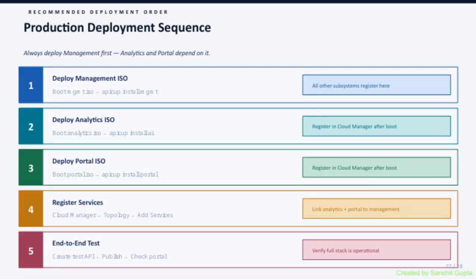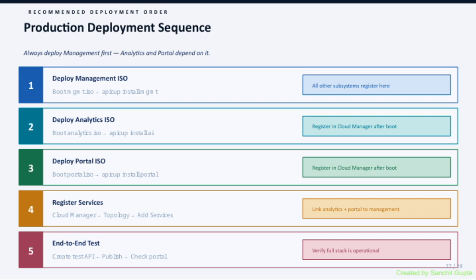When we're deploying in production, there's a recommended sequence to keep everything running smoothly. Always start with the management system. It's the foundation that analytics and portal depend on. Next, deploy analytics, then portal. After each boots, we register them in Cloud Manager to keep everything connected.